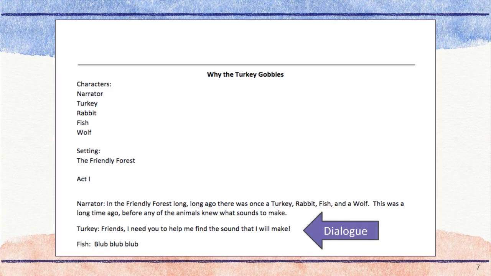Finally, we see the dialogue. These are the words that each character will say in the order they will say them. For example, in this script, the narrator begins by saying, "In the friendly forest long, long ago." Next, Turkey says, "Friends, I need you to help me find the sound that I will make," and so on.